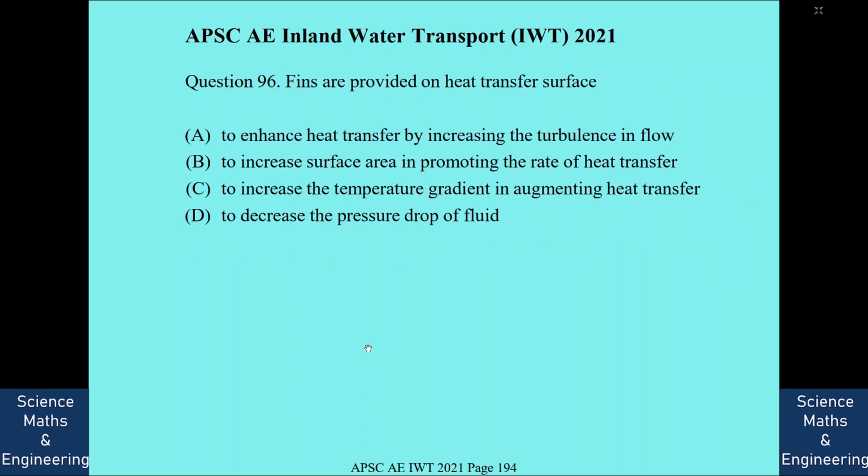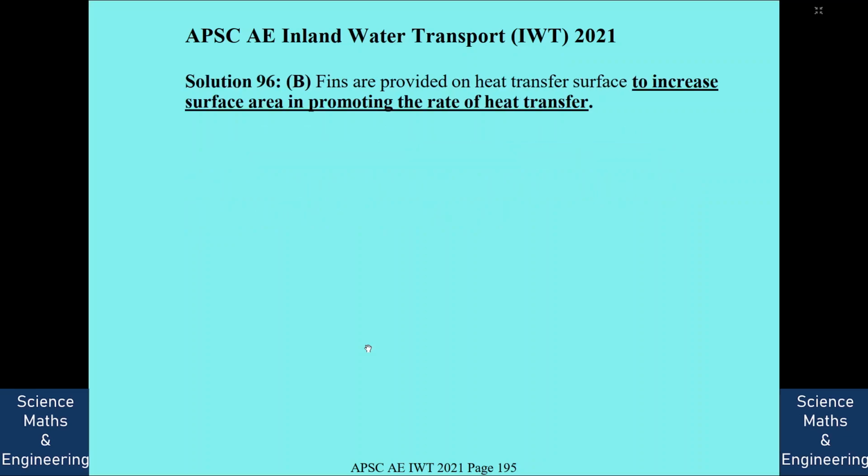So, next question. Fins are provided on heat transfer surface A, to enhance the heat transfer by increasing the turbulence in flow, B, to increase the surface area in promoting the rate of heat transfer, C, to increase the temperature gradient in augmenting heat transfer, or D, to decrease the pressure drop of liquids. So, the answer is, fins are provided on heat transfer surface to increase surface area in promoting the rate of heat transfer.